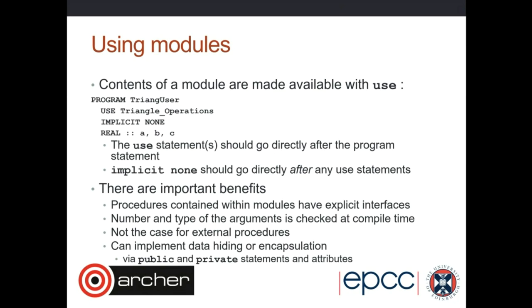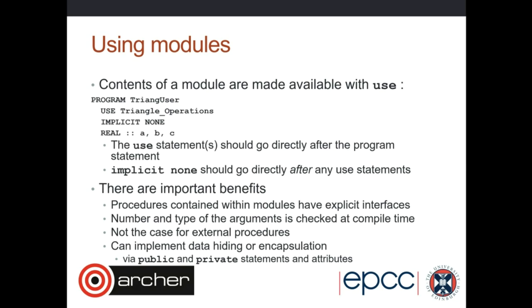So here is an example. I've got a program, and in that program, the first line is a use statement. It says use triangle underscore operations. What does that mean? It tells the compiler, go and look for a module which you've compiled, which is called triangle operations. So in a lot of ways, you can almost think of it like include. It says, go and include this thing that you've defined somewhere else. Okay. It's different from include because it brings some extra protection for you, which I'll talk about.